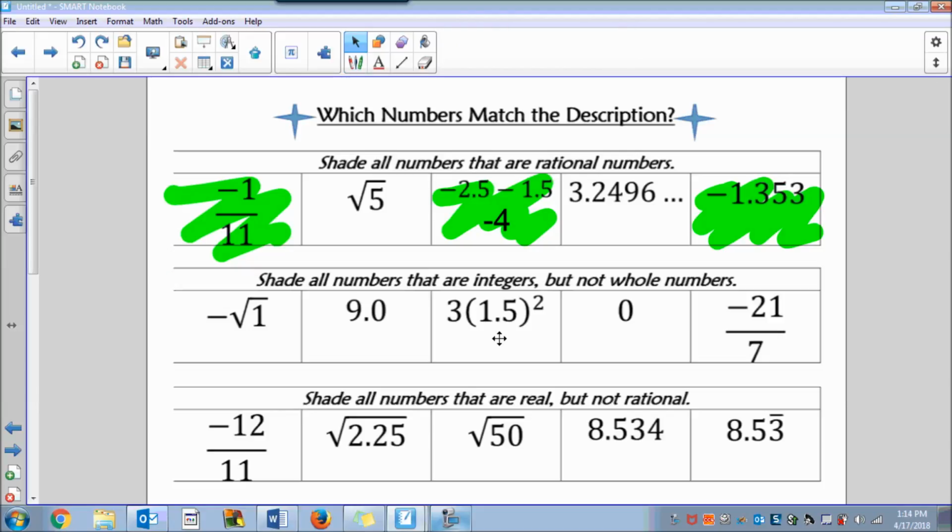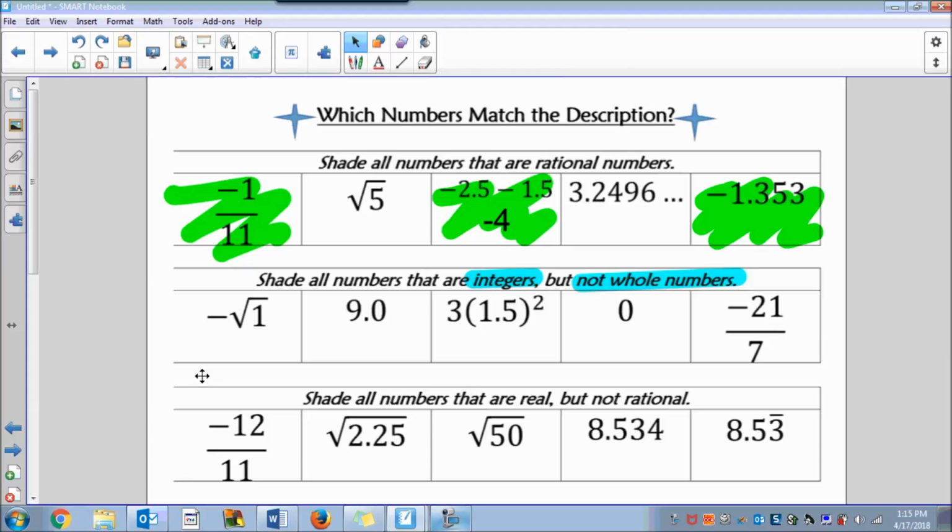Alright, the next one's asking us to shade all numbers that are integers, but not whole numbers. So the integers include all of our positive and negative whole numbers, all of our positive and negative non-decimals. When I say I don't want a whole number, that means I'm basically just talking about the negative whole numbers, the negative ones that don't have decimals.